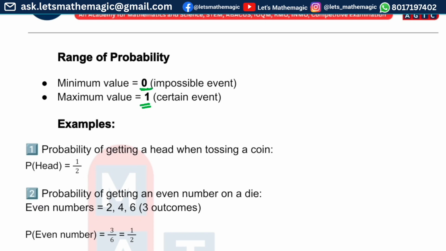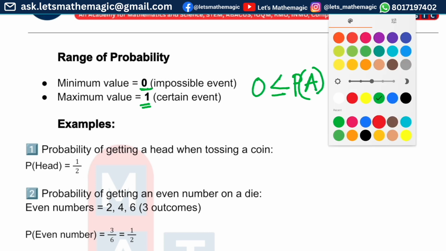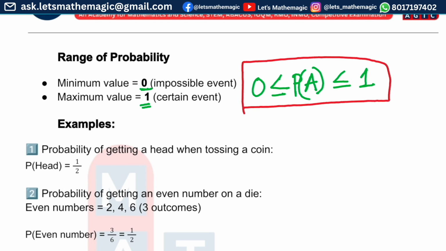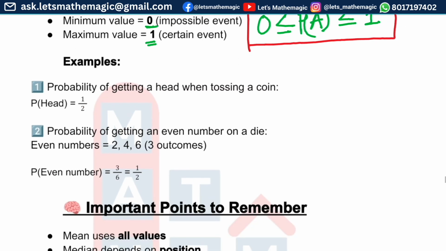So remember, if there is an event A, the probability of the event A can be maximum equal to 1 and minimum can be 0. So for any case, the value of probability cannot go beyond 1 or lesser than 0, meaning negative. All right, this is a very vital note on probability. Don't forget this. Now an example.